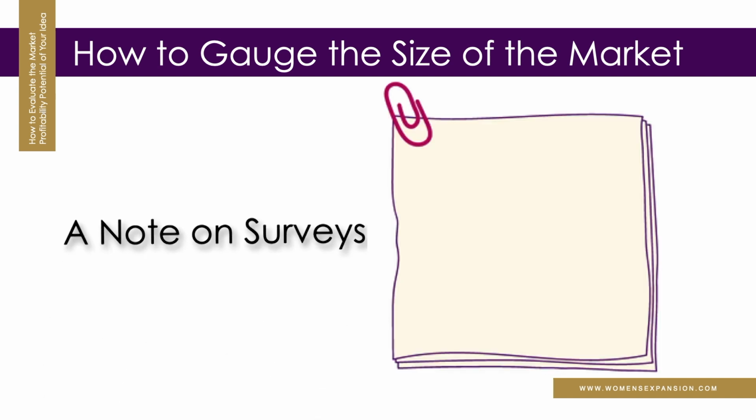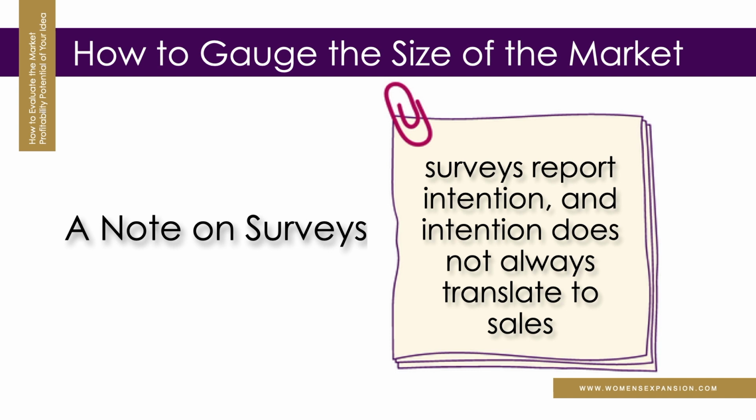A note on surveys. Surveys report intention, and intention does not always translate to sales. For that reason, you should cut the number of people who responded positively in half to account for this statistical variance.